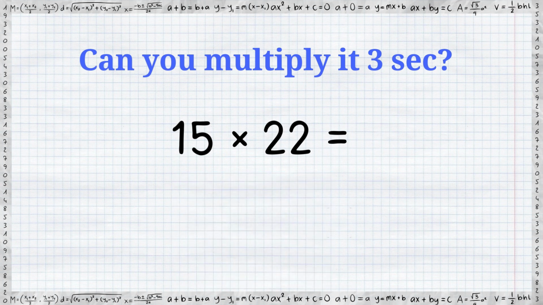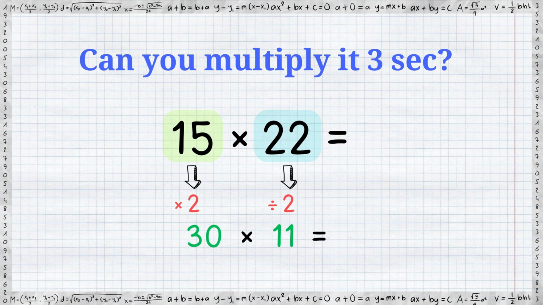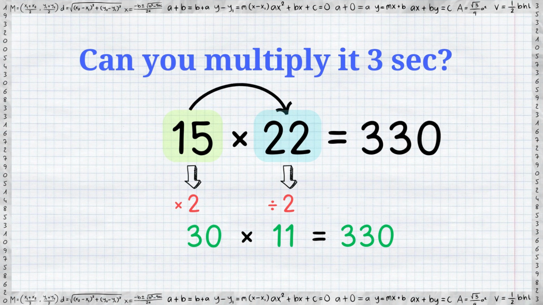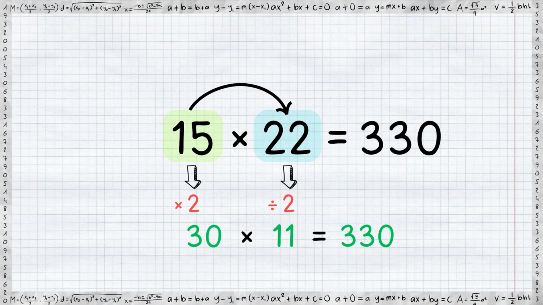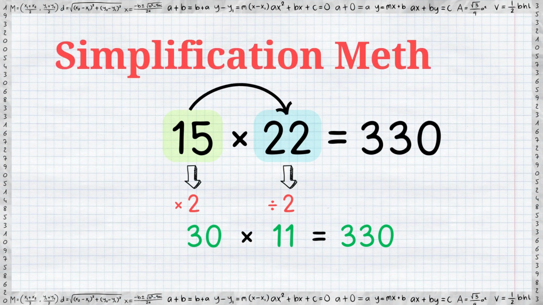Okay, 15 times 22. Take 15 and multiply it by 2. You'll get 30. Next, take 22 and divide it by 2, which equals 11. Now, finding 30 times 11 is much easier, and the result is 330. This is exactly the same result as when you multiply 15 by 22. So, this is called a simplification method.